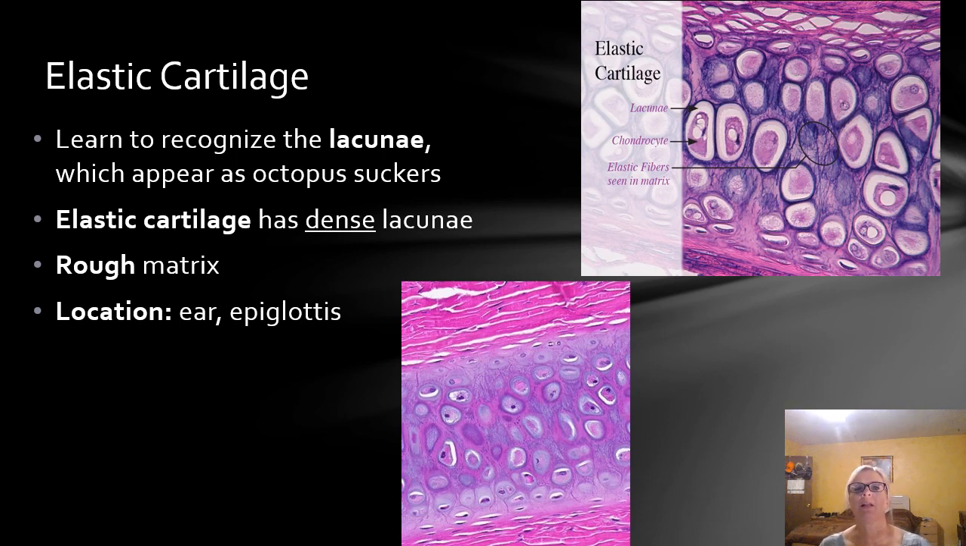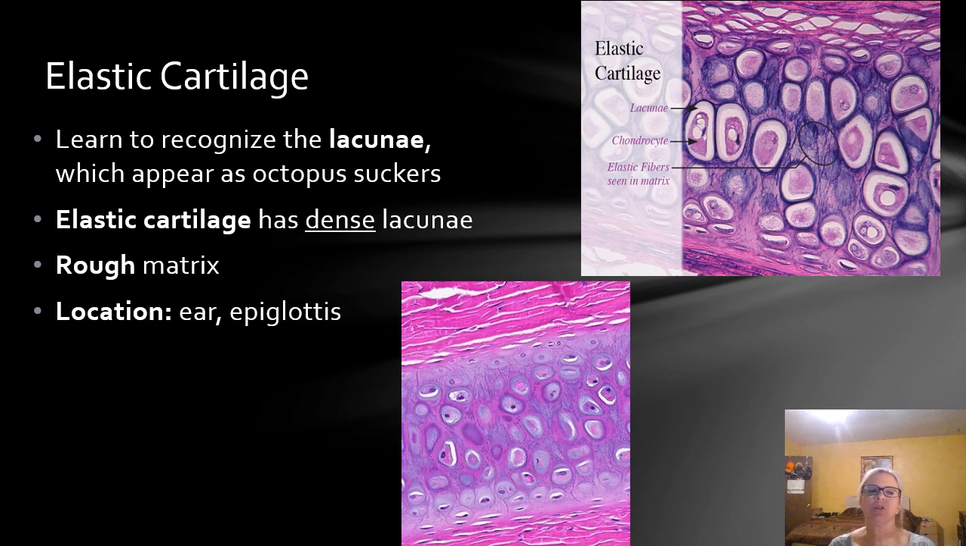So first here we're looking at elastic cartilage. Lacunae are spaces with cells called chondrocytes. They kind of look like octopus suckers. The lacunae, that's what lets you know that you have cartilage. And then you're going to need to decide what kind. So there are two things to look for. One, and there are some exceptions to this, in elastic, the lacunae is very dense. There's a lot of them in a small place. And so they're very tightly packed, especially when we compare that to like hyaline cartilage.